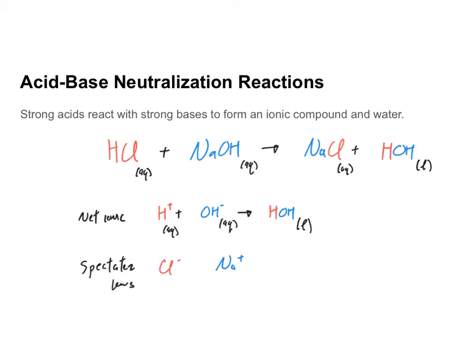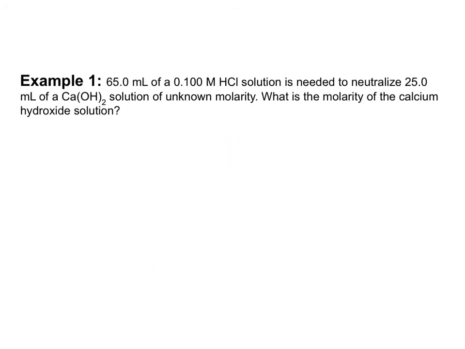And like we talked about last unit, they don't really do anything in the reaction, but we still need to have them around. So acid-base neutralization reactions occur when we have a strong acid and a strong base, and they combine together, and when they combine together, they produce some type of ionic compound, also known as a salt, and water.